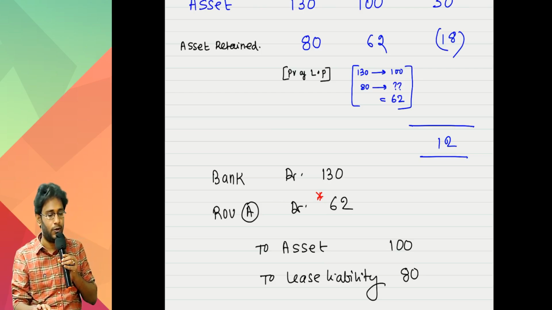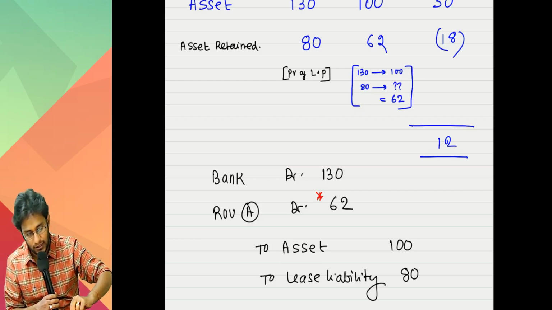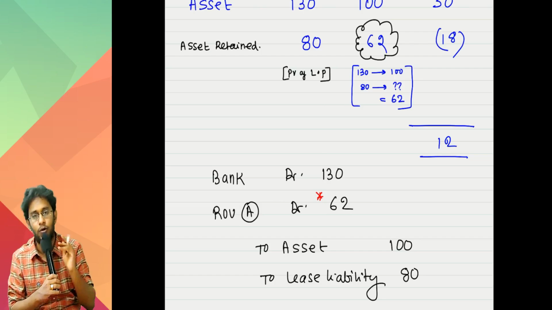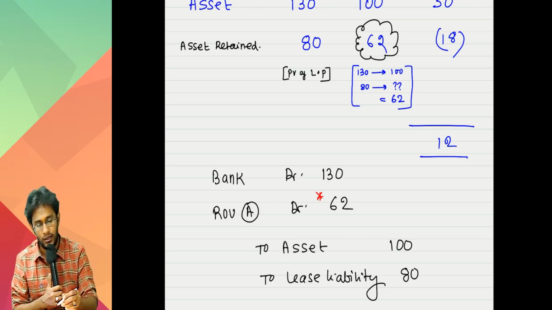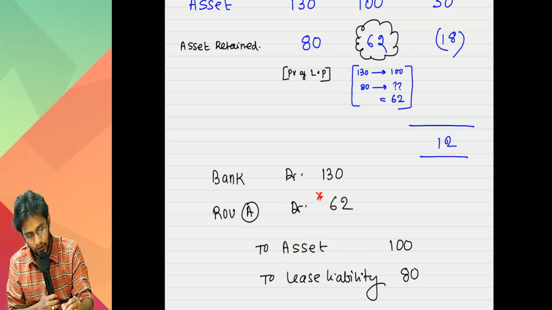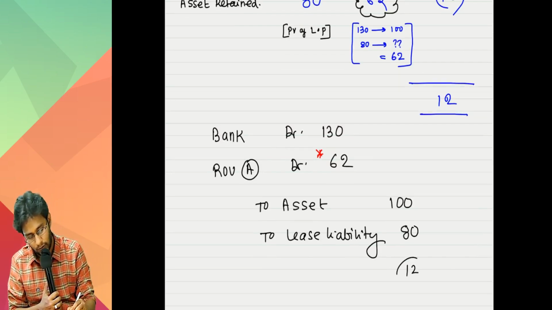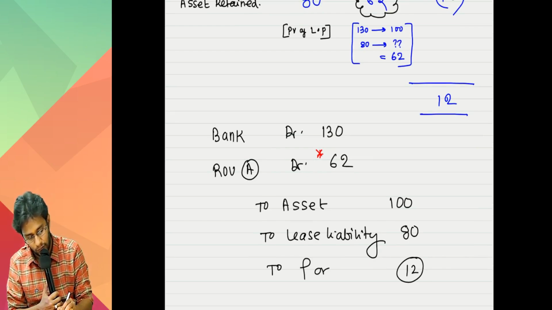So here you should do a proportionate calculation, whatever you did, and this will become the carrying amount of your ROU asset. Now you see the entry will not tally. 192 on this side and 180 on this side. How much is the gap? 12 rupees. 12 rupees will go off to P&L.